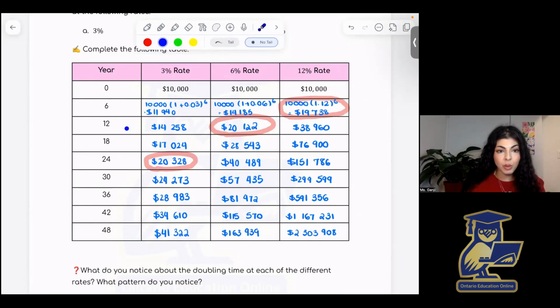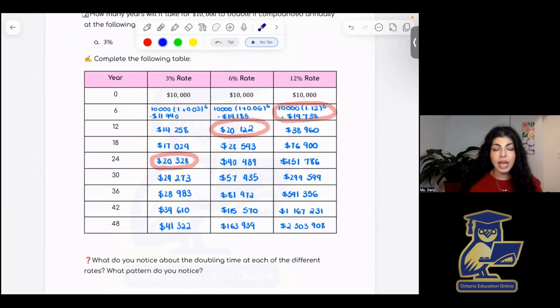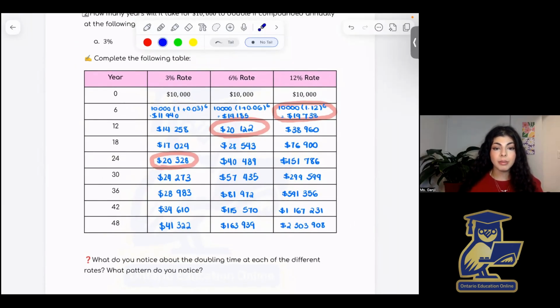So instead of 12 years, now that year is also doubled to 24. Or if I were going from the 12% rate to go down from 12% to 3%, that's a division by 4. So then the number of years goes from 6 years times 4, 24 years. So of course there is a pattern there, and it does affect the doubling time of the different rates.